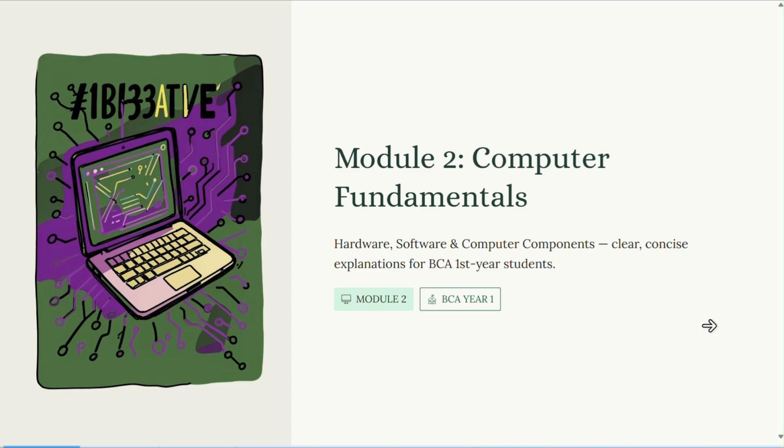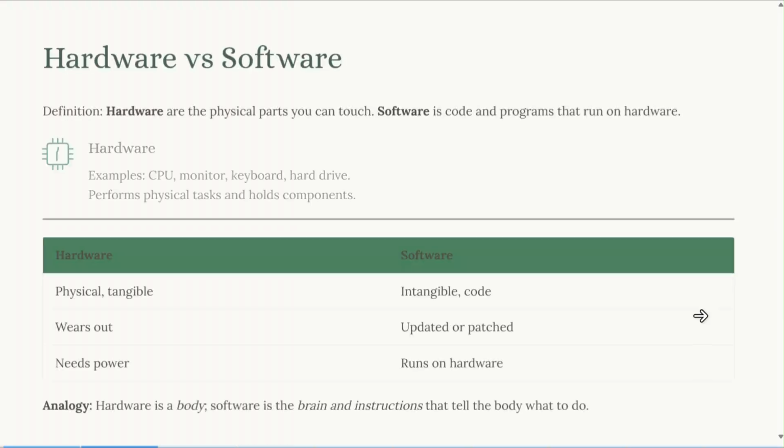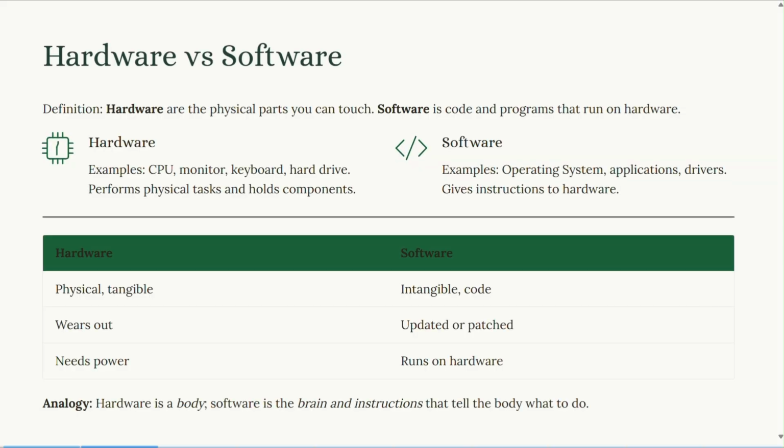Module 2, Computer Fundamentals, one of the most important modules in your BCA journey. Before learning programming, databases, networking, or artificial intelligence, you need to understand how a computer actually works. By the end of this lesson, you'll know the difference between hardware and software, understand input and output devices, learn where data is stored, and discover how different computer components work together. So without wasting any time, let's get started.